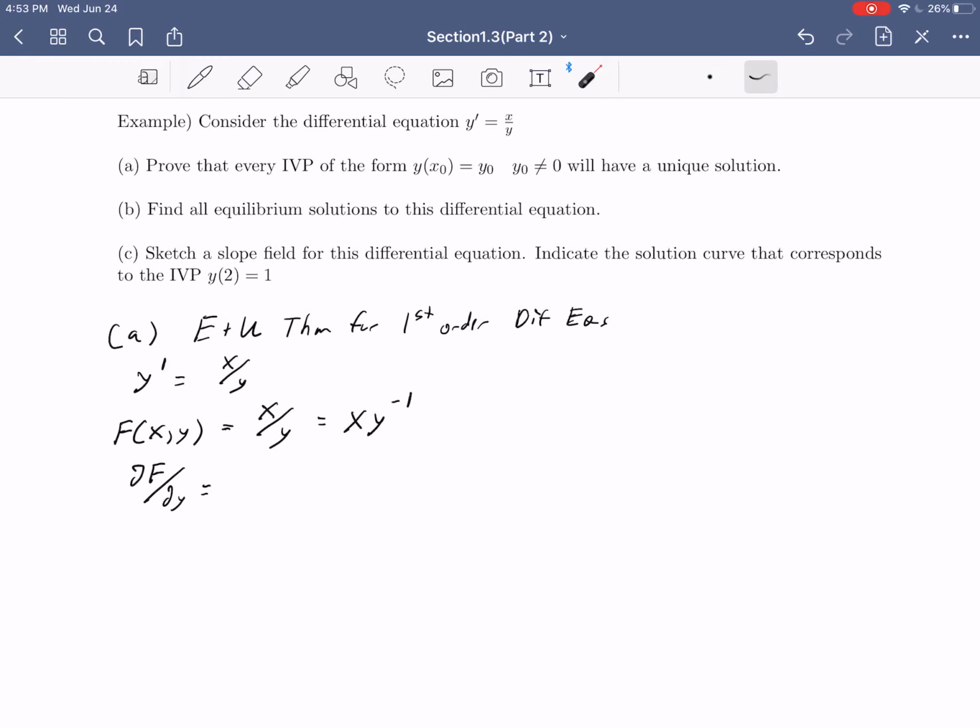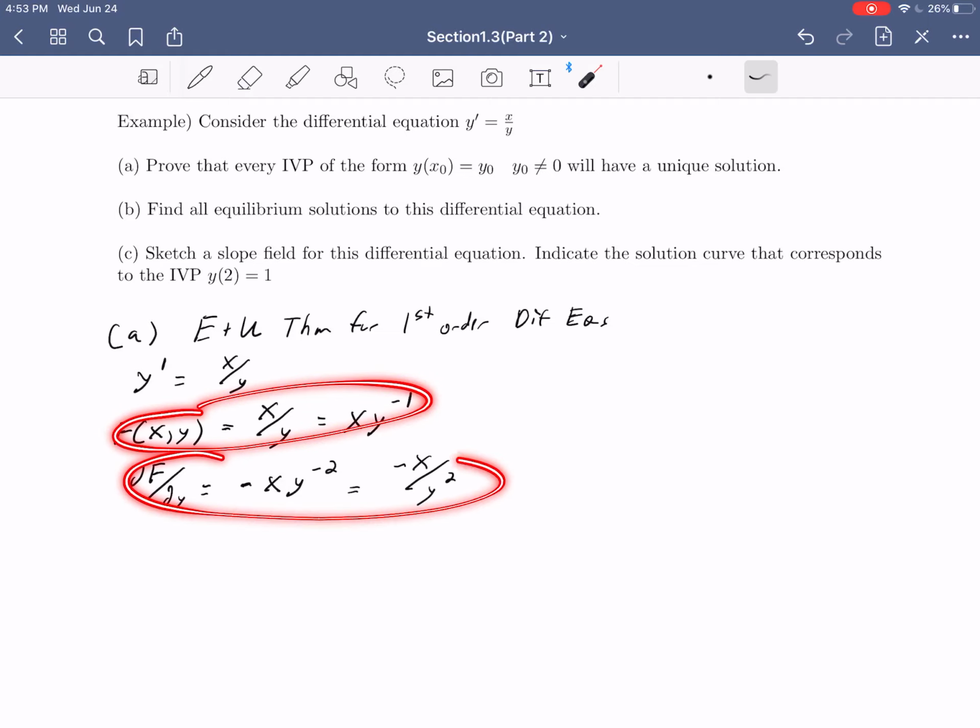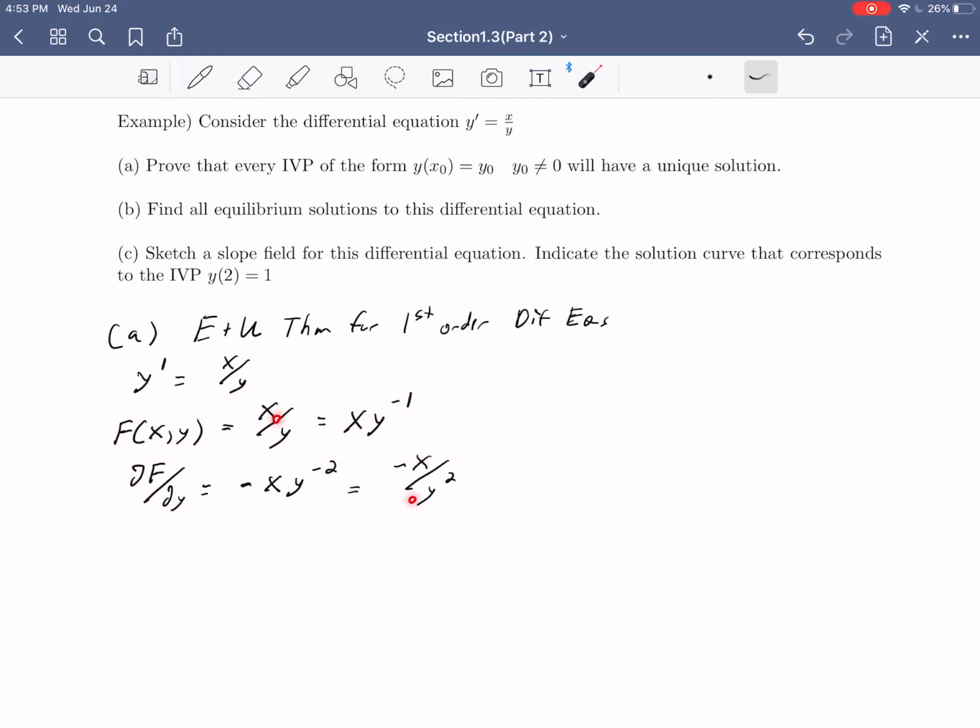Remember, when you're doing a partial derivative here, you're treating the x as a constant and only differentiating that sort of y. So we get negative x y to the negative 2, which would also be negative x over y squared. So there's our function, and there's our partial derivative. What do we notice about both of these? Well, both of these are rational expressions, but of course, as long as that y is not equal to 0, then we know that they're going to be continuous.